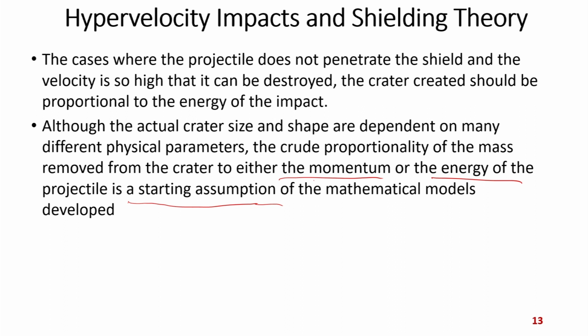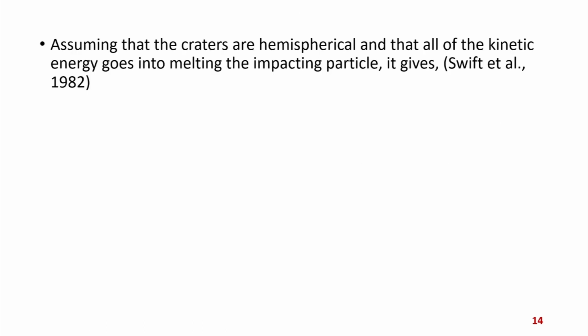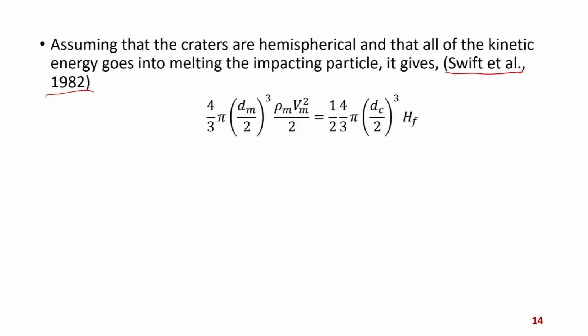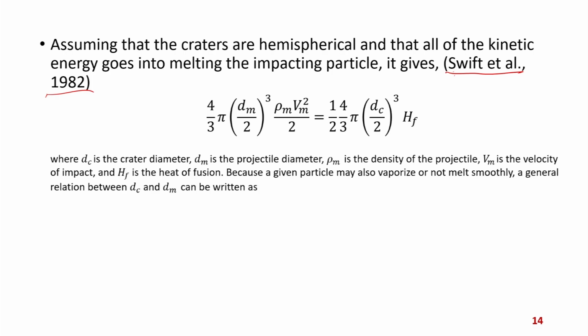We will just show you two mathematical models. One is the model given by Swift. This model is given by this, where dc is the crater diameter, that is, the crater created by the impacting particle; dm is the projectile diameter, that is, the impacting particle diameter; rho m is the density of the projectile; vm is the velocity of the impact; and Hf is the heat of fusion. The given particle may also vaporize or not melt smoothly.